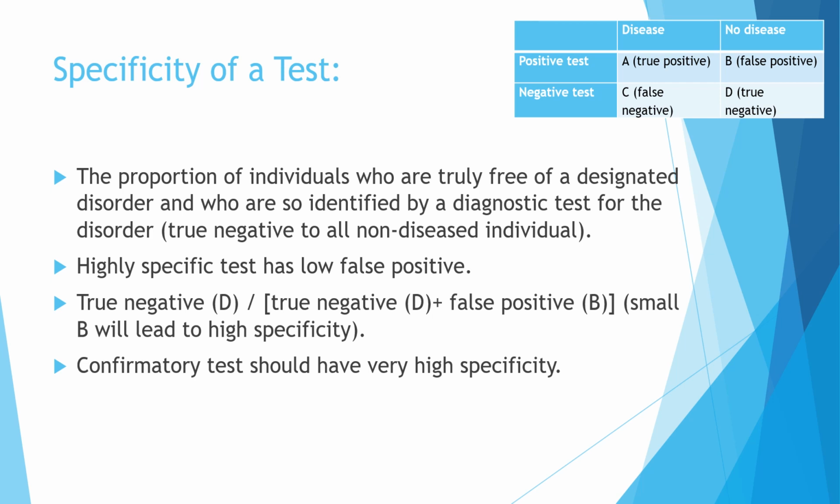So quickly, sensitivity is assessment of the false negative. Specificity is assessment of false positive. So highly sensitive tests have low false negative. Highly specific tests have low false positive. A screening test should be highly sensitive, and a confirmatory test should be highly specific. The sensitivity assesses the people who are true positive to the whole diseased persons. The specificity assesses the true negative to all non-diseased individuals. So these are the specificity and sensitivity of the test.